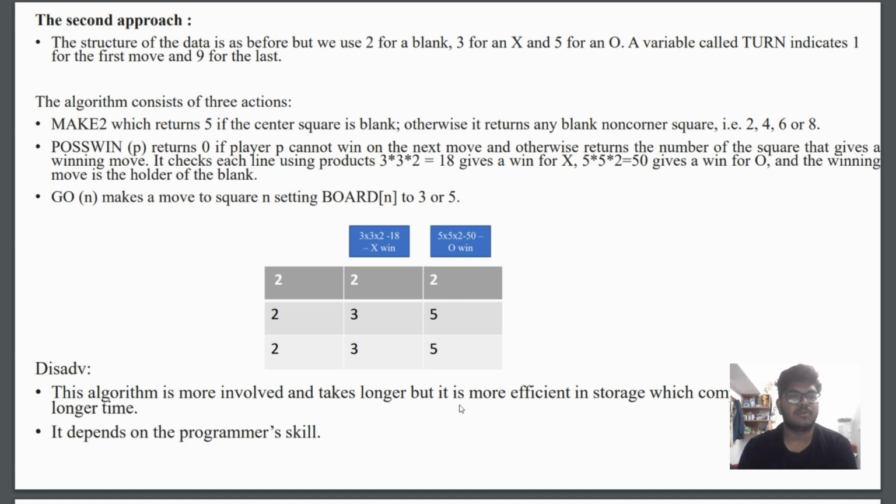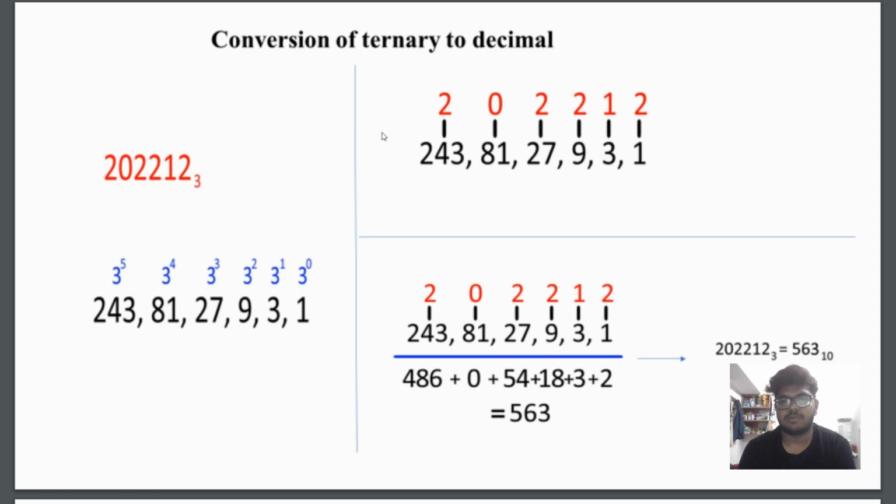Let's dive into the second approach. The structure of data is as before, but we use 2 for blank, 3 for an X, and 5 for an O. A variable called turn indicates 1 for the first move and 9 for the last. The algorithm consists of three actions: Make2, Posswin, and Go(n). Make2 returns 5 if the center square is blank, as shown in the earlier position.